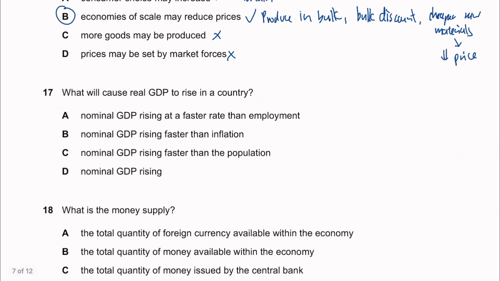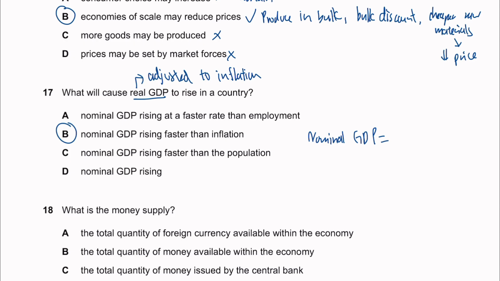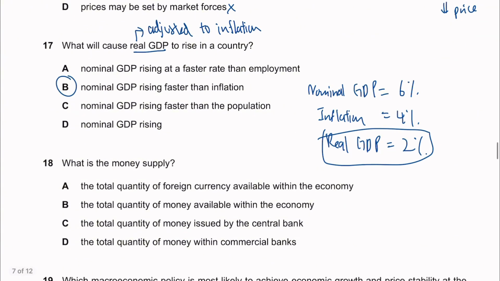Question 17, what will cause real GDP to rise in a country? You need to know real GDP is adjusted for inflation. So if you want real GDP to rise, you need your nominal GDP rising faster than inflation. So B is correct. For example, your nominal GDP is maybe, let's say, 6%, and your inflation is 4%. So your real GDP will be 2%.